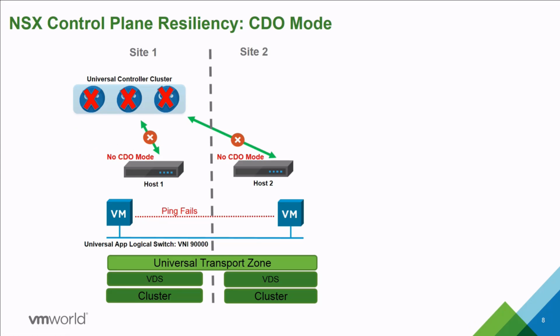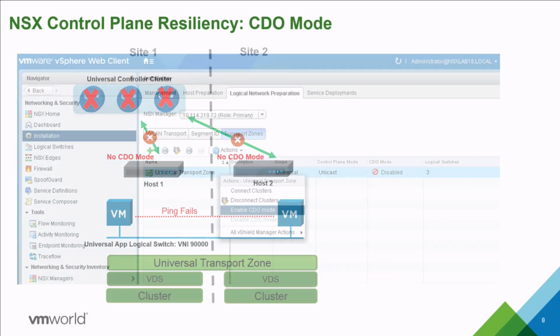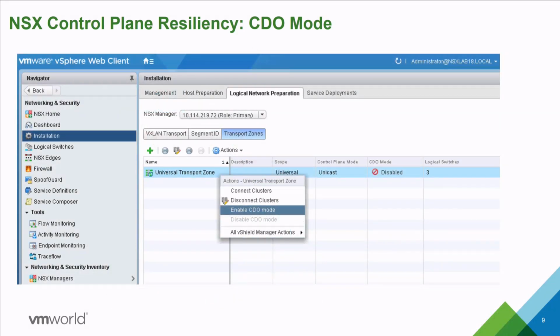And this is a specific enhancement we did to tackle this specific scenario, to give you even additional resiliency to what's already there. Okay? So now I can enable what's called CDO mode on my transport zone and have a universal transport zone here. As a refresher, what's a transport zone? It's the boundaries of my networks. And here I have a universal transport zone, so it's the boundary of my universal networks. And I define, or you define, what clusters and hosts are part of that transport zone. So I enable CDO mode here.